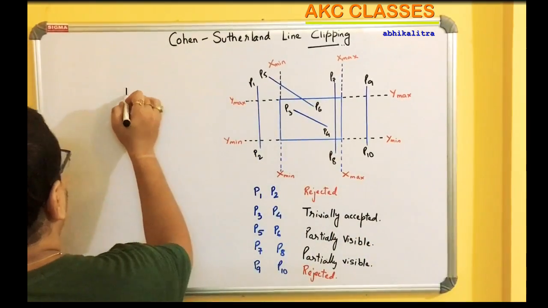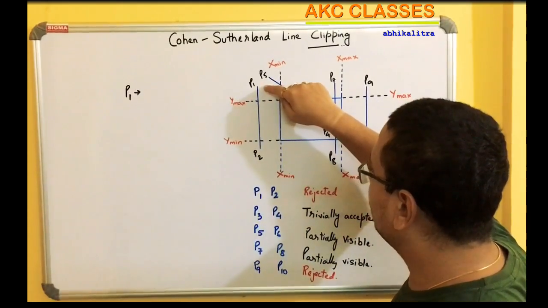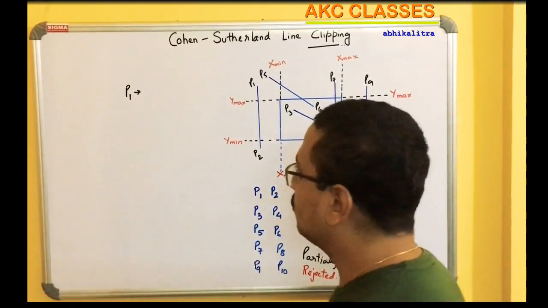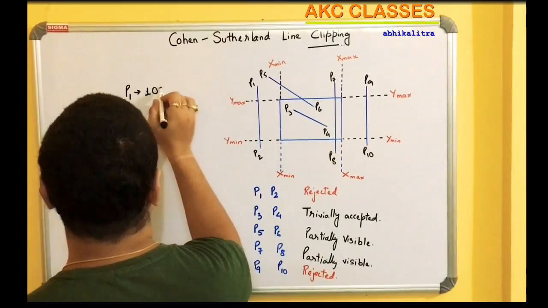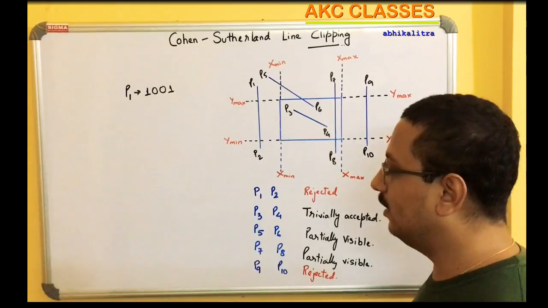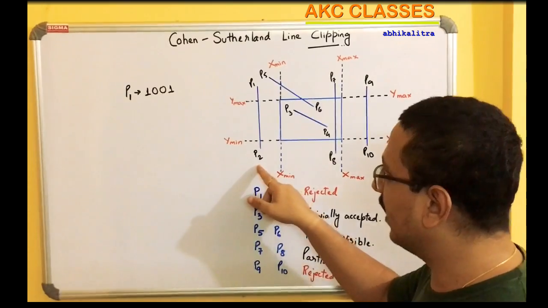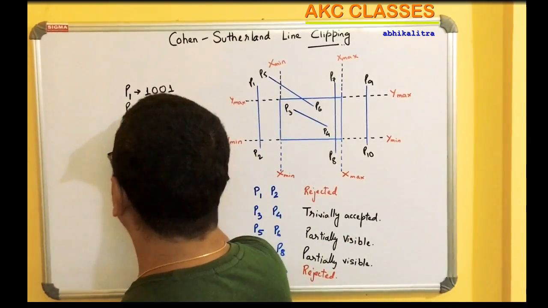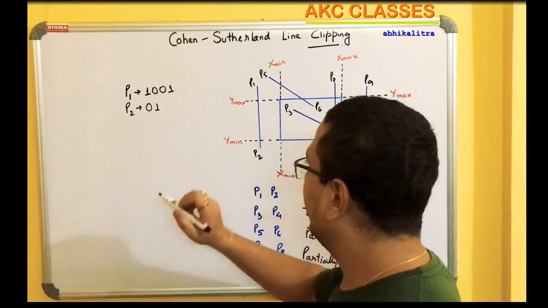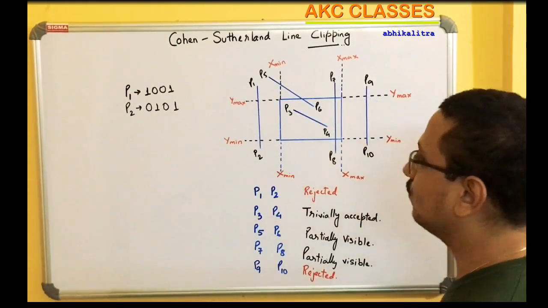For P1, the region output: it is greater than Y max, it is not below Y min, it is not to the right of X max, but it is to the left of X min. So obviously it will be 1, 0, 0, 1. This section has a code of 1, 0, 0, 1. What is it for P2? This is not above Y max, so we write 0. It is below Y min. It is not to the right of X max, but to the left of X min. So this is what we get.